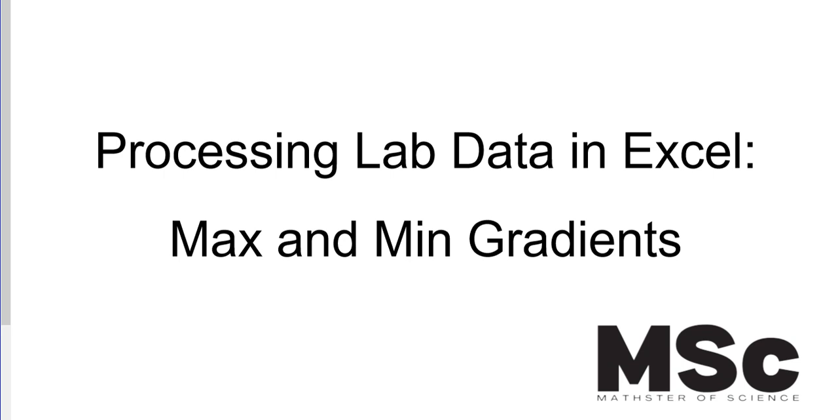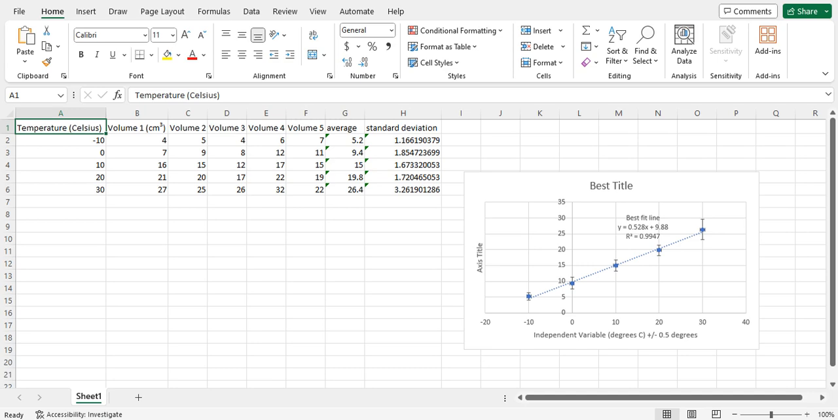In today's video, we're going to be looking at adding maximum and minimum gradients to a graph in Excel in order to determine the error in the slope. So here's the Excel sheet that we worked on in the last video. If you haven't had a chance to watch the video about lab processing in Excel, then I fully encourage you to go and watch that one first and come back and join us here.